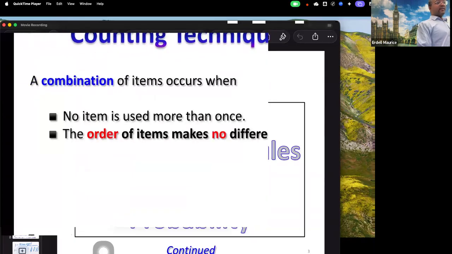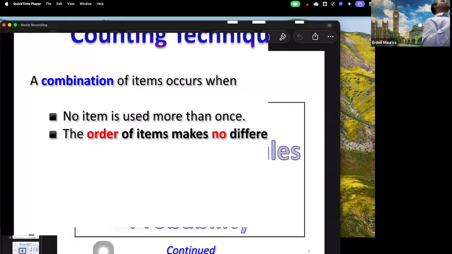A combination is when you're not using an item one-on-ones, but the order makes no difference to the answer. Let's give you a classic example. Let's say I have 20 people right here, and I want to select an executive board, a committee. A committee is 5 people to get together to work, right? I select a committee of 5 people.